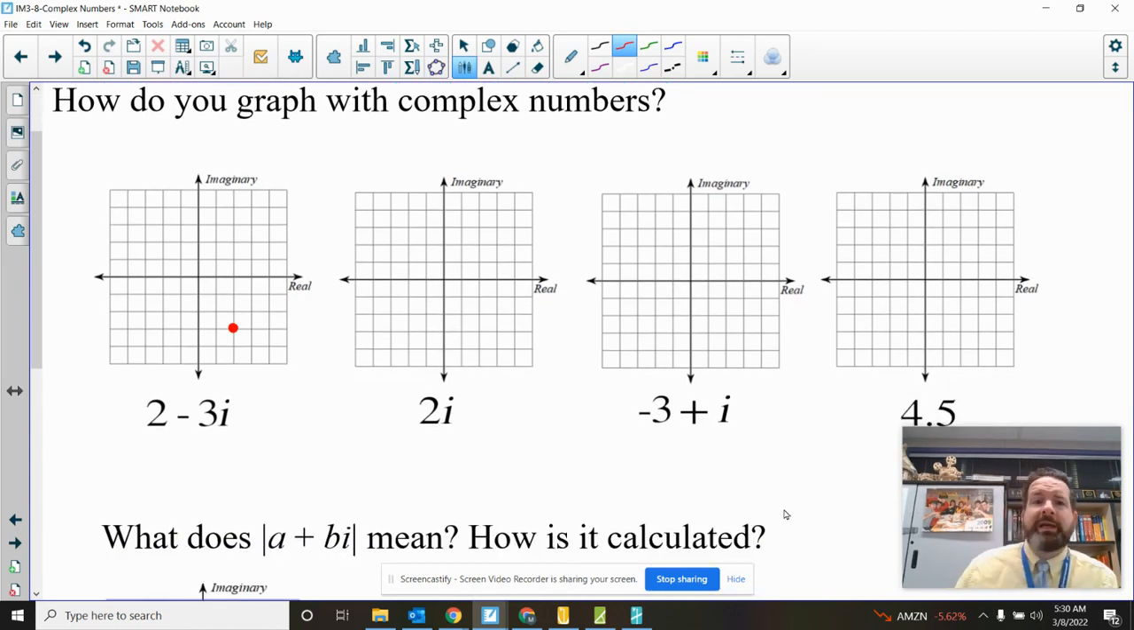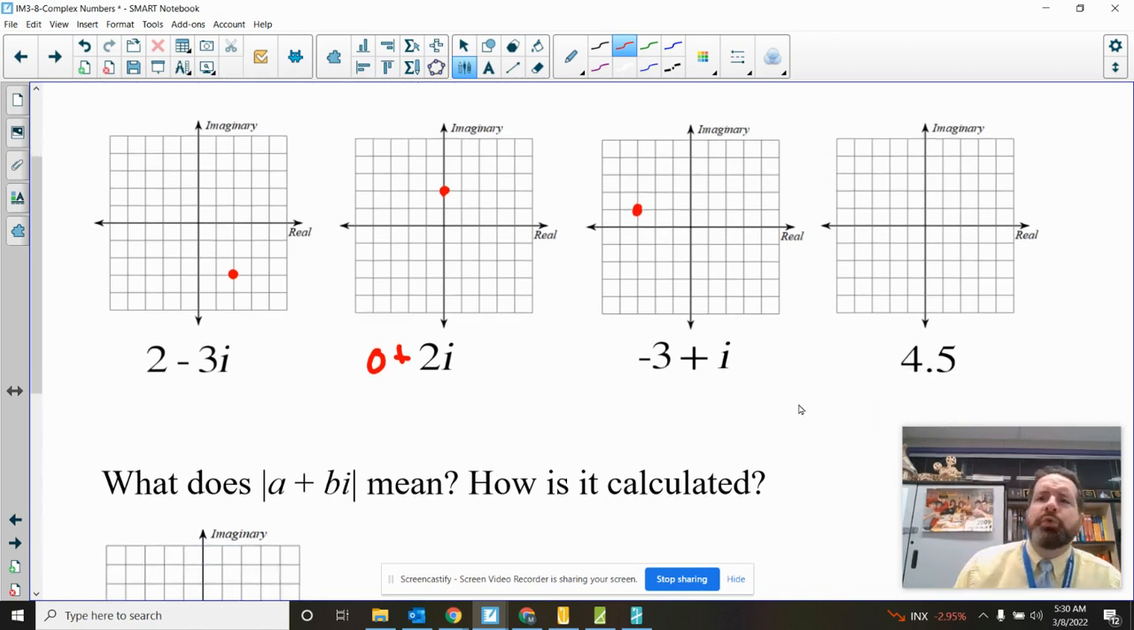Okay, so take a moment. I want you to imagine what the graph of 2i is going to look like. So really, it's like 0 plus 2i. So you don't move left or right at all, and then you move up 2 spots. There's 2i. Negative 3 plus i. Again, take a moment. Imagine where you think it's going to end up. So the real part's negative 3. The imaginary part is plus 1i. This point right here is negative 3 plus i.